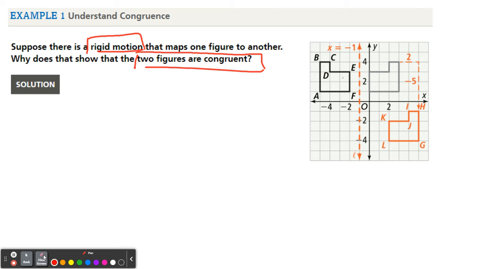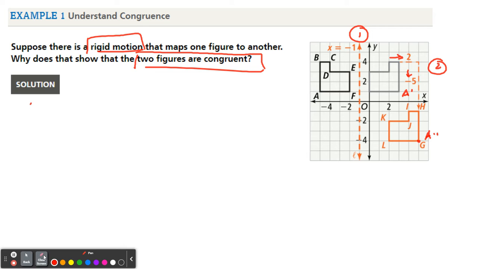So it looks like the first thing we did was we took this figure and reflected it. We reflected it over this line, x equals -1. So A prime would be like right there, right? And then we did a translation, right? We slid to the right 2 and down 5 to make A prime come right down here where G is, right? So then A double prime would be G.